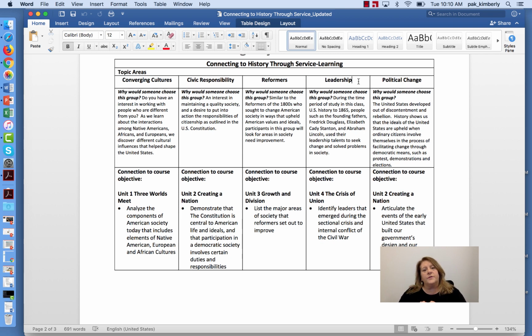So what I want you to do, if you're thinking this group fits you, is I want you to organize and lead a group of people. And it doesn't have to be a big group. It can be a small group of people to do something to better the community.